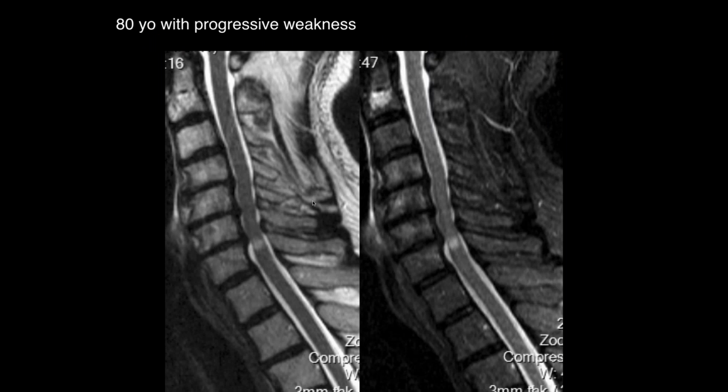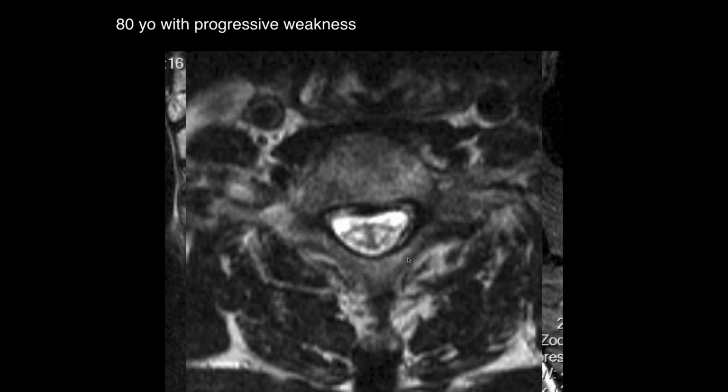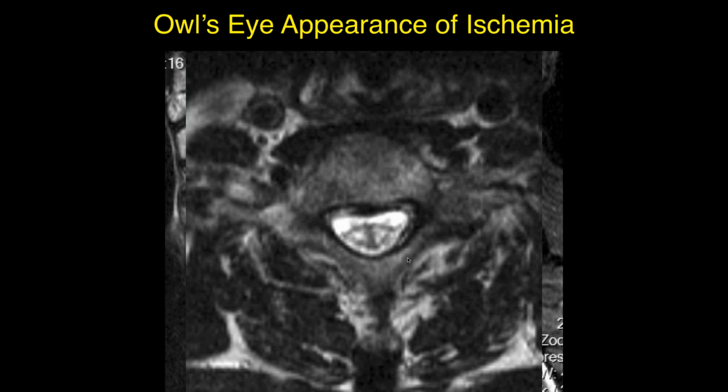Okay, 80-year-old, progressive weakness. So it looks like multiple levels with focal disc protrusions and some spinal cord signal, at the C7-ish level, yeah. This is what it looks like on the axial image. Oh, that looks like sort of the snake eye picture. Yeah. Oh, the owl eyes. Which are characteristic of ischemia of the cord. Yeah. Here presumably it is due to pressure from the discs.